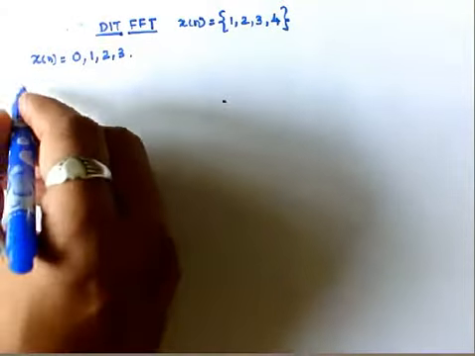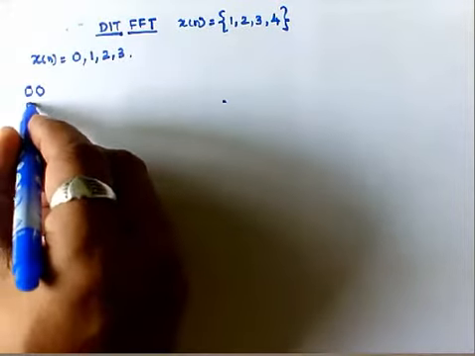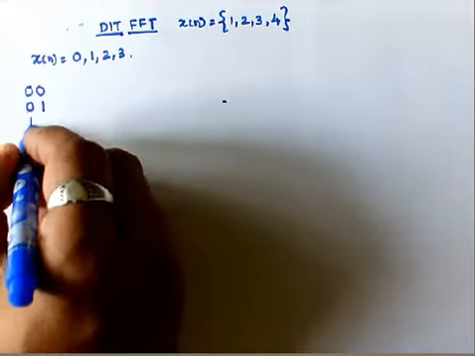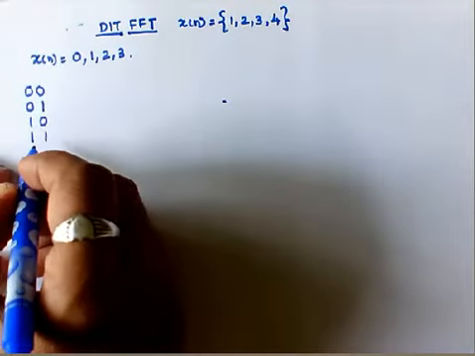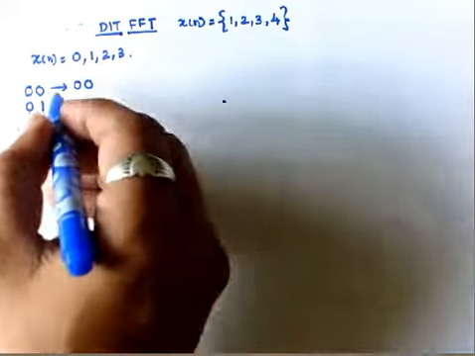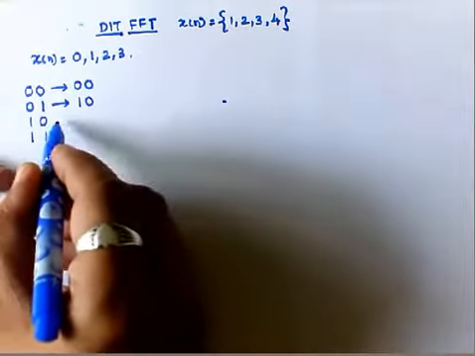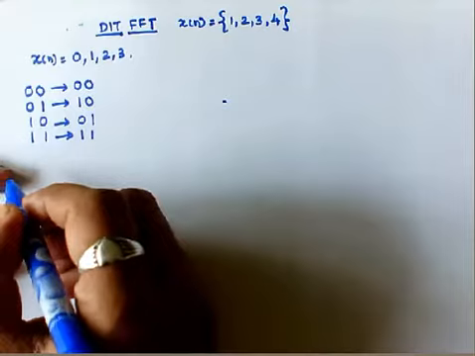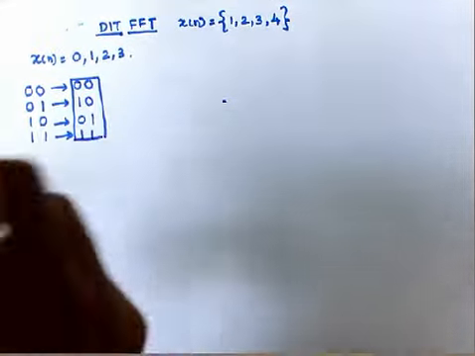So for this, let me just arrange. For 0, the binary values are 0, 0. For 1, it is 0, 1. For 2, it is 1, 0, and for 3, it is 1, 1. So if we reverse the bits, 0, 0 will be 0, 0 itself, 0, 1 will be 1, 0, then 1, 0 will be 0, 1, and 1, 1 will not have any change. Now this is what we require to put the input values.